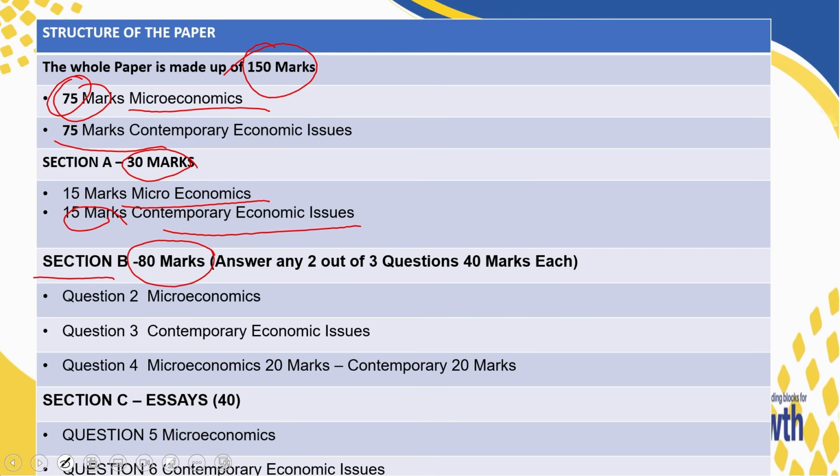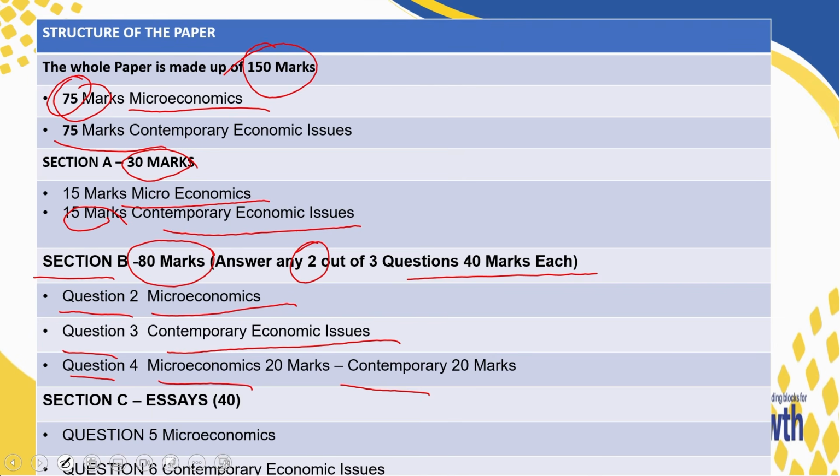You are given 3 questions, but you are supposed to answer only 2 questions, and each question carries 40 marks. Now, how are these questions distributed? Question 2 is microeconomics. Question 3 is your contemporary economic issues. Question 4 has microeconomics and contemporary, 20 marks and 20 marks. There is equal weighting of the marks there.